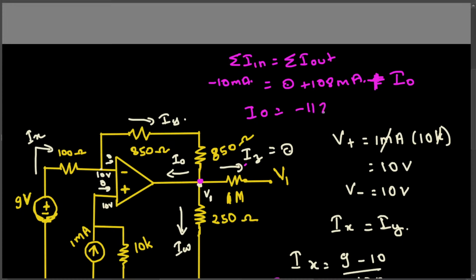negative 118 milliampere. So it just means that our assumption is wrong. It's in the opposite direction. It goes this way. But if you put it this way, you have to put a negative sign. That's the thing.